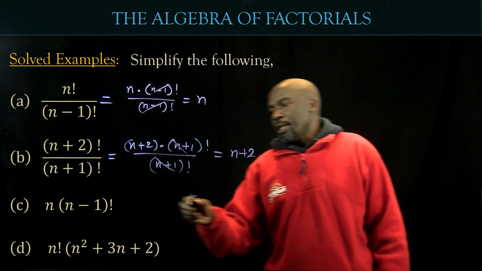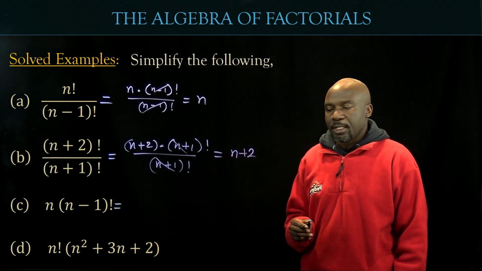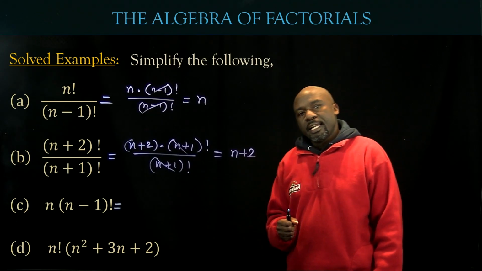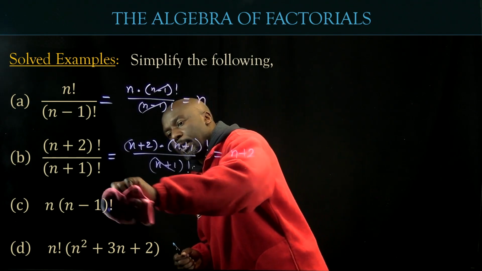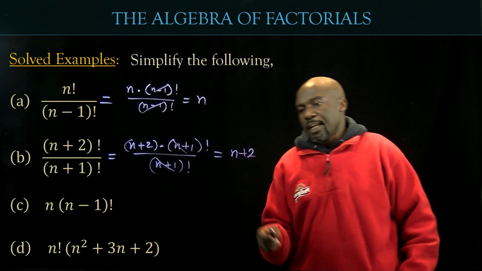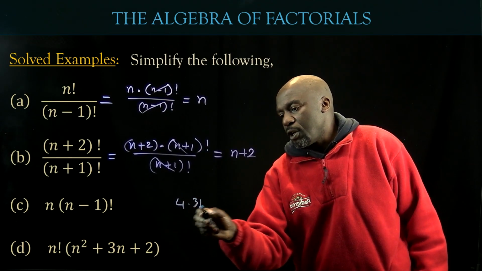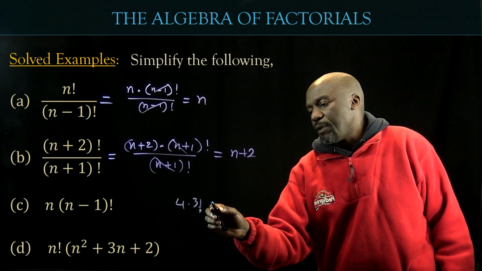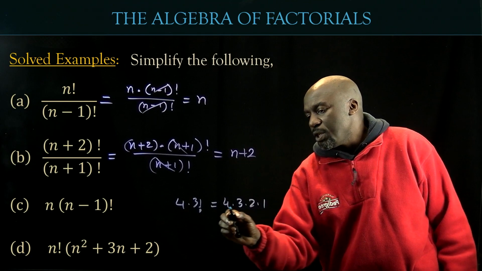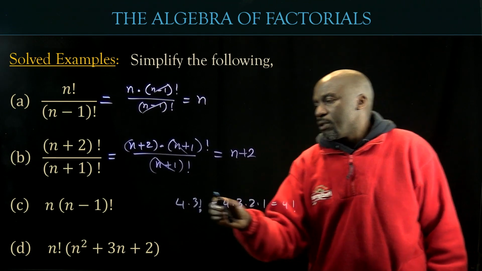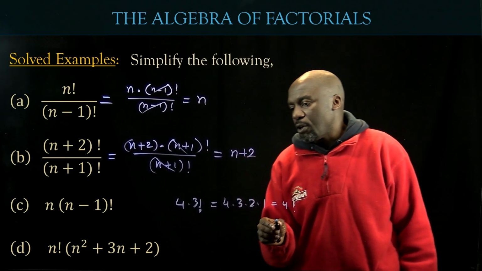All right, the next one there, we are simplifying. That means we want to write simplest possible. Okay, so what is n into n minus 1 factorial? Okay, this is like saying what is 4 times 3 factorial? Well, 4 times 3 factorial, this is 4 times 3 times 2 times 1, which is in fact 4 factorial. So 4 times 3 factorial is in fact 4 factorial.